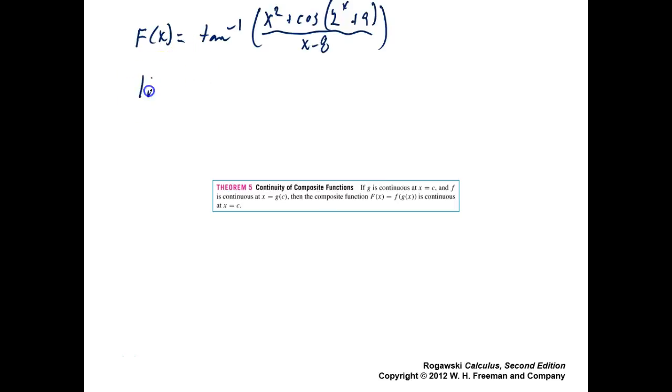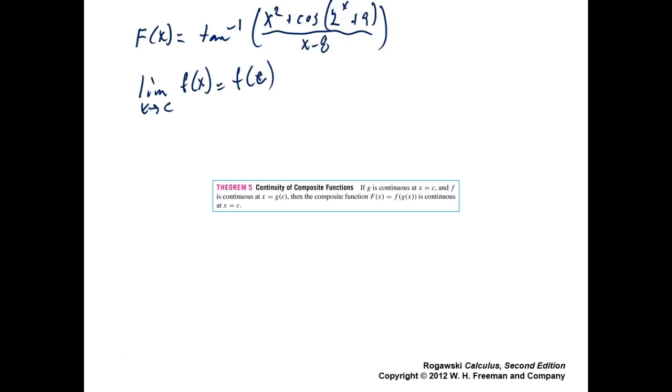The limit, now, as x approaches c of f of x is f of c. Now, that's true when f is continuous at c.